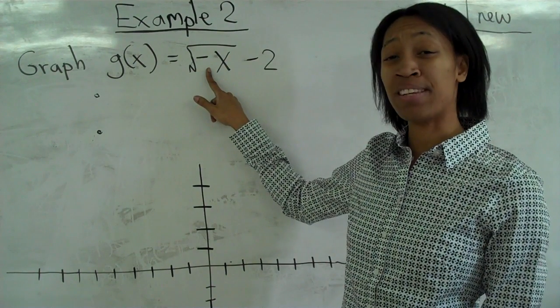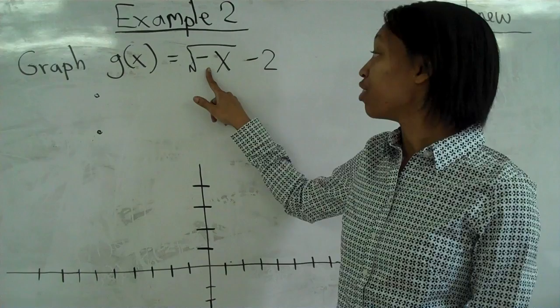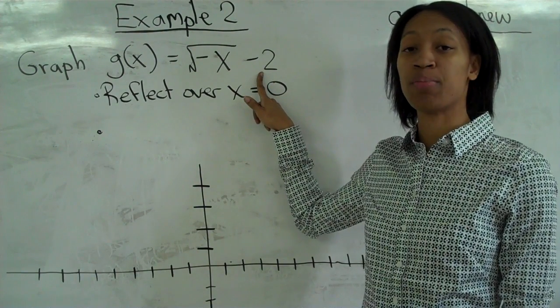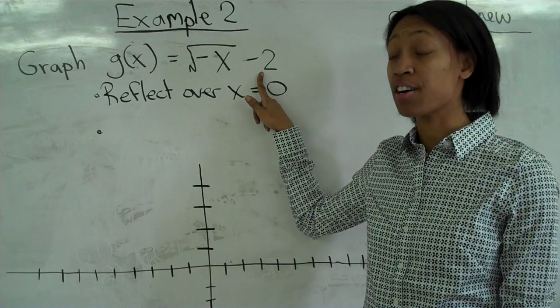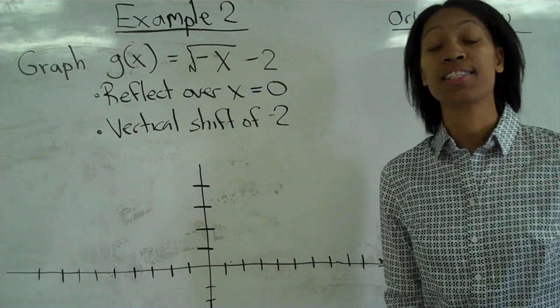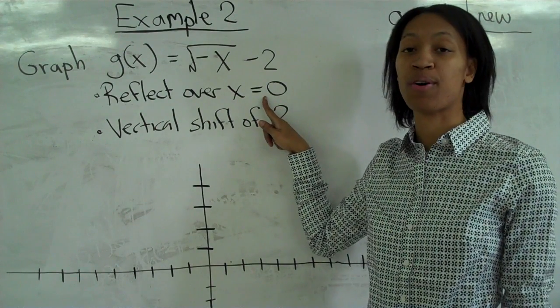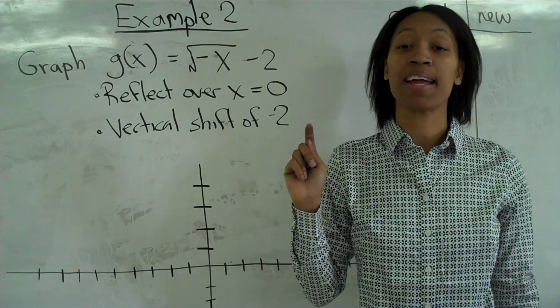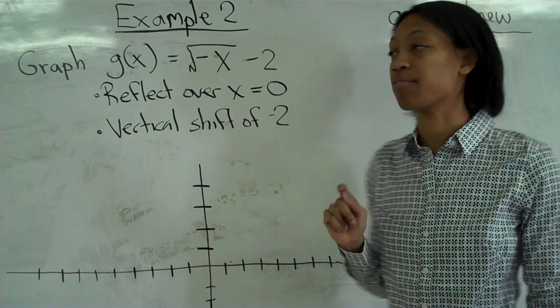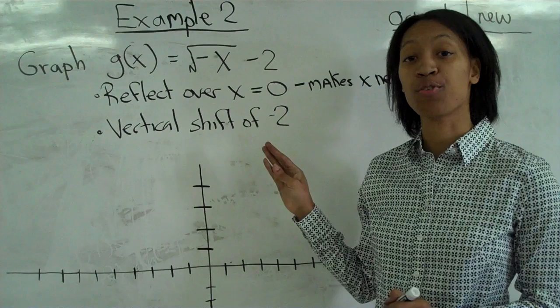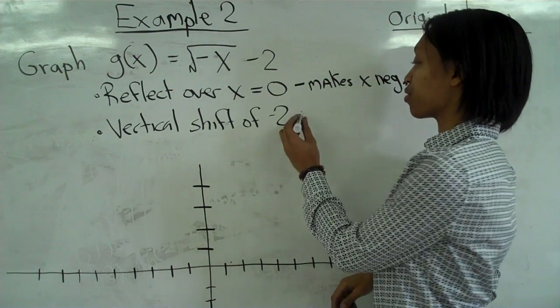Well, a negative b is going to be a reflection over x equals 0. And a minus 2 is going to be a vertical shift of 2. So when I'm looking at my actual points, a reflection over x equals 0 is going to make all of my x values negative. A shift of 2 is going to subtract 2 from all of my y values.